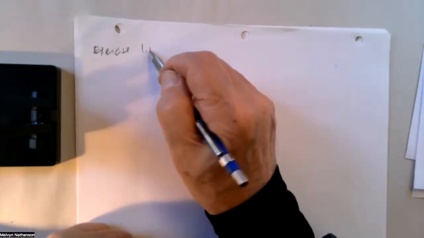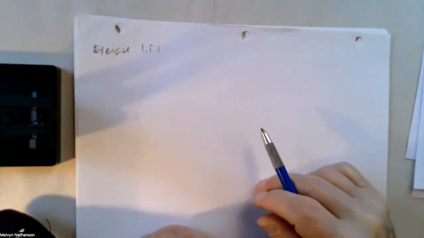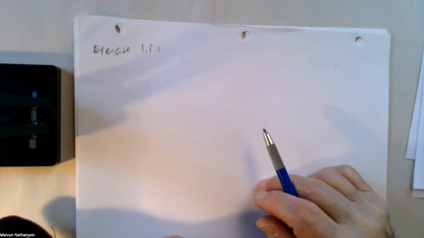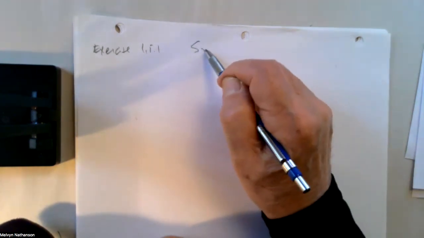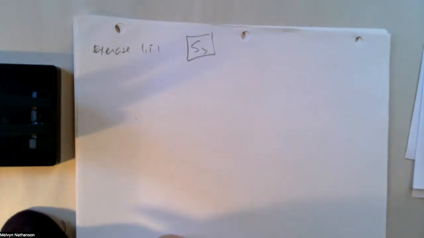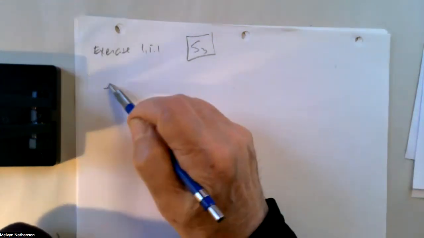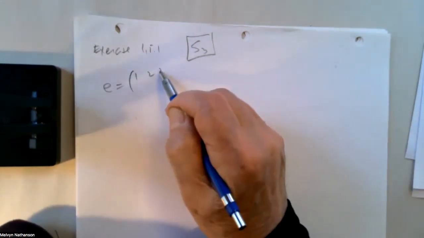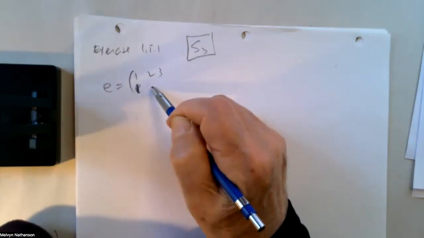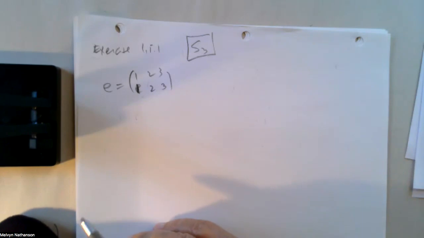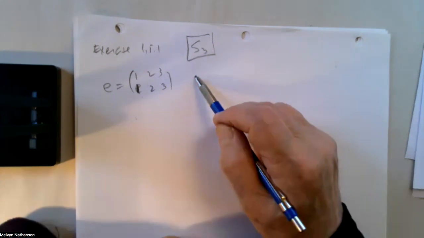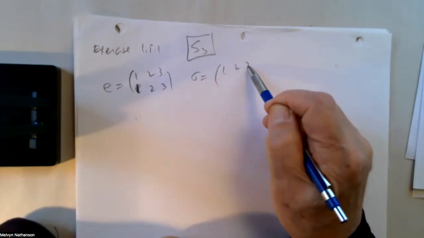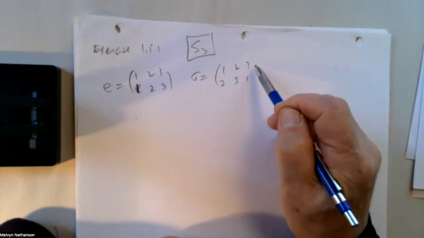So this is exercise 1.5.1. To work out the full multiplication table for the set of permutations of 3 objects. So what are the permutations of 3 objects? So this is the group S3, all permutations of 3 objects. Now, of course, there's always the identity that sends 1 to 1, 2 to 2, and 3 to 3. There's the permutation, let's call it sigma, that sends 1 to 2, 2 to 3, and 3 back to 1.